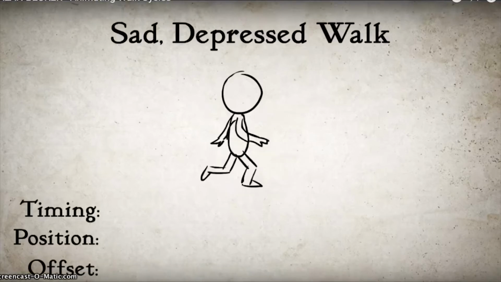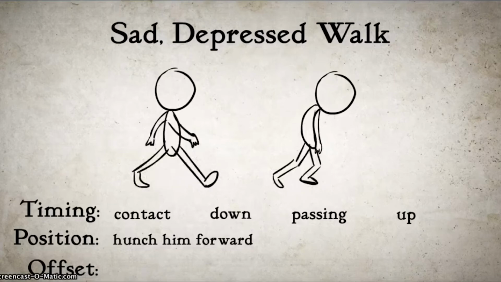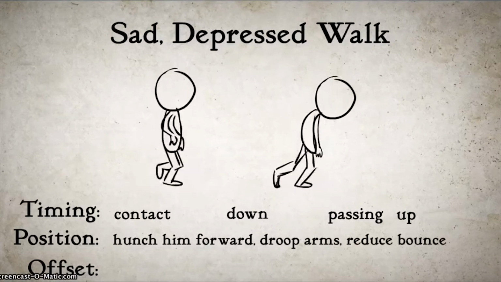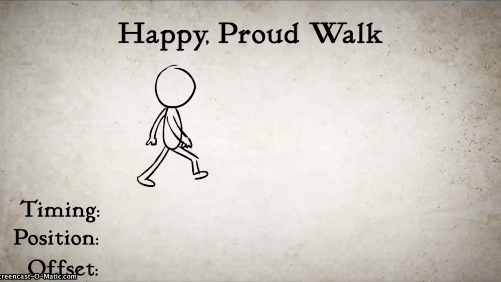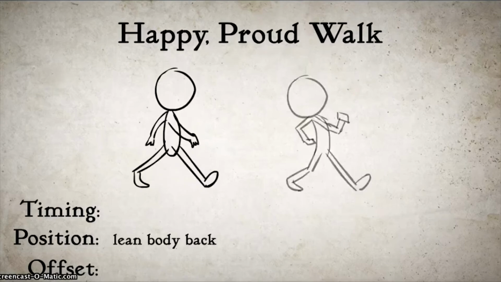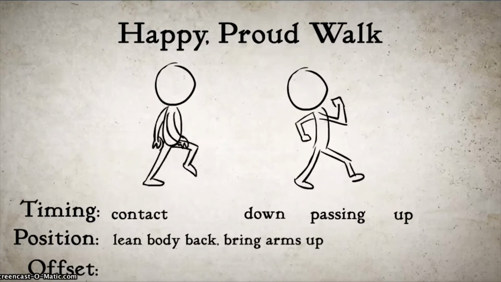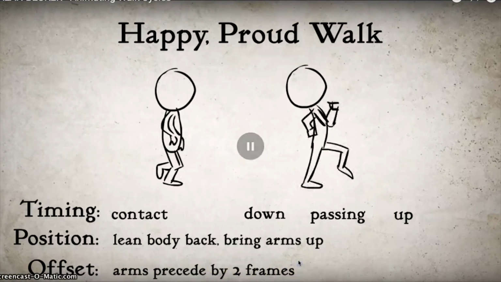To give our character a sad, depressed walk, let's hunch him forward, make his contact pose and down pose take much longer, and droop his arms down low. His up and down poses should be close in height to take away the bounce. To give our character a happy, proud walk, let's lean his body back and change the timing to emphasize his contact pose and bring his arms way up. Then let's offset his arm movement so that they are 2 frames ahead of the legs.